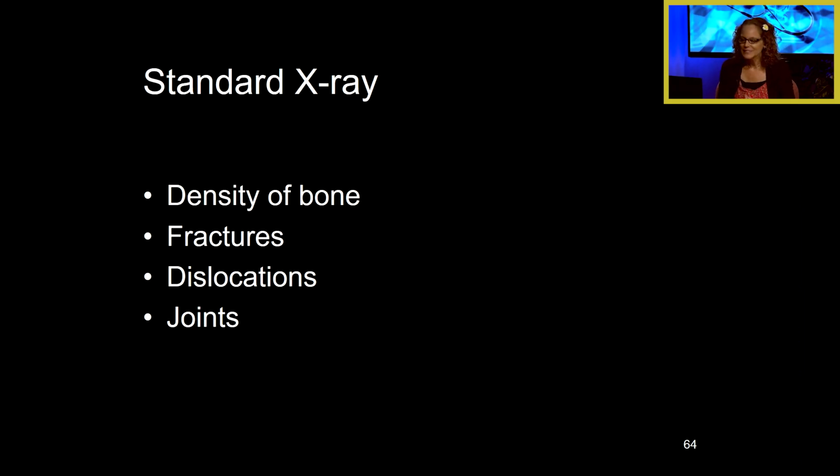Standard x-rays can show us things like bone density, fractures, dislocations, and pretty much just the integrity of the joint. But standard x-rays don't really show us a lot of soft tissue types of injuries.